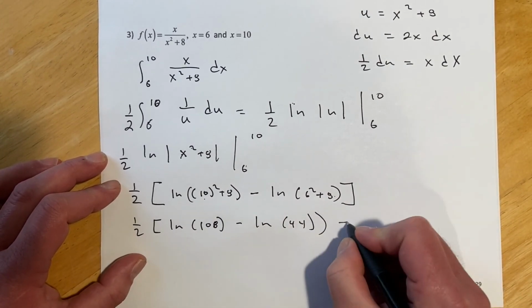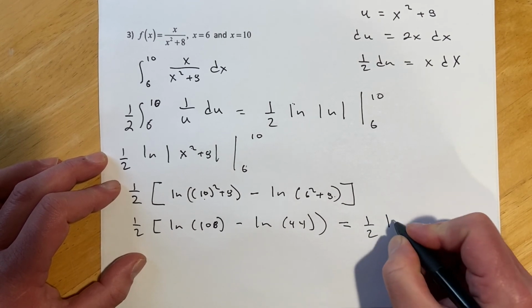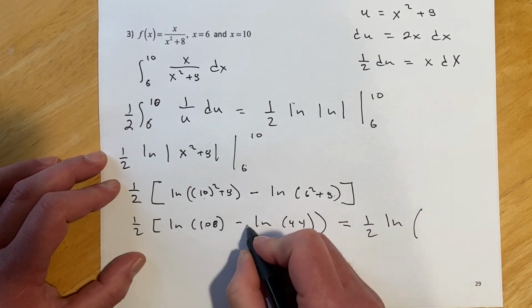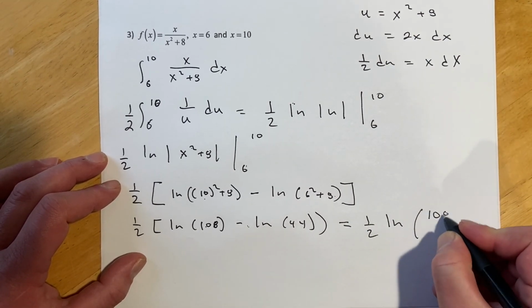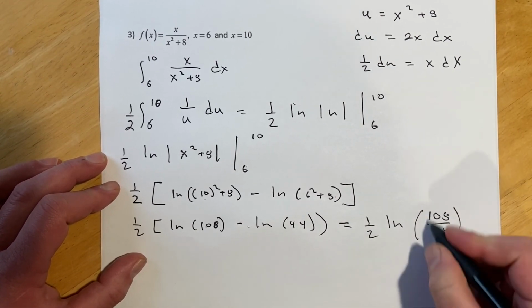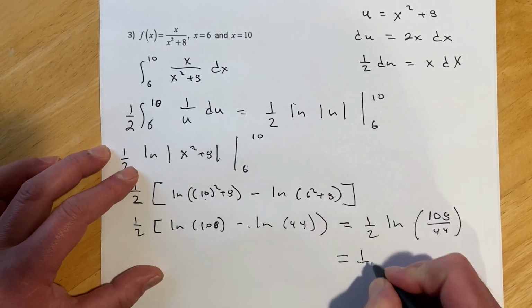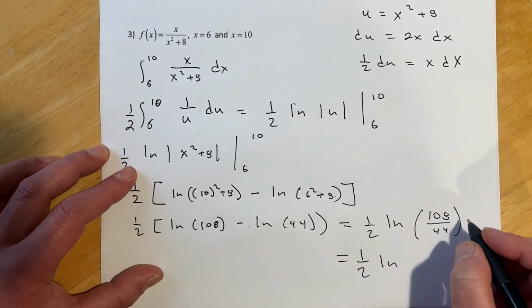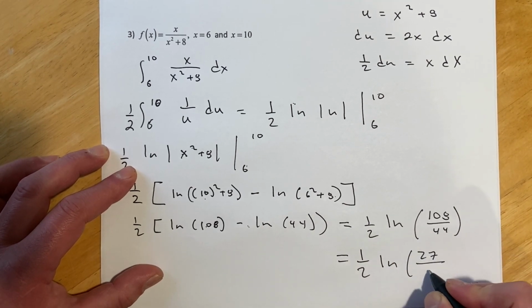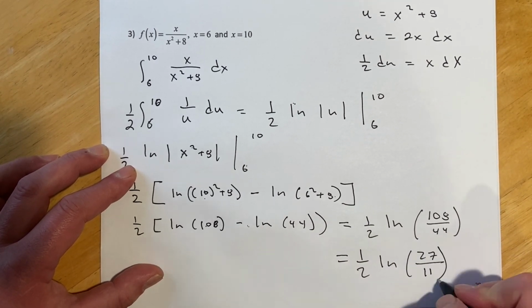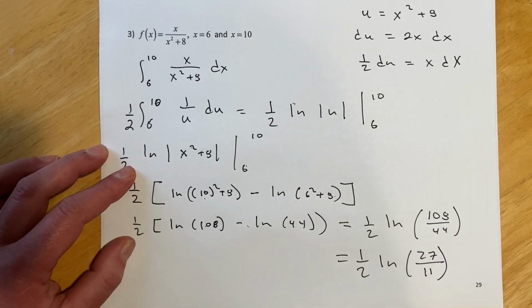And then this I can write as 1/2 natural log, because that minus, remember we can do a over b on this, so this is 108 over 44, and then that fraction reduces a little bit. So natural log of, I think I can knock a 4, yep, a 4 out of both of those. So 27 over 11. And on that one, like I said, they want the exact.